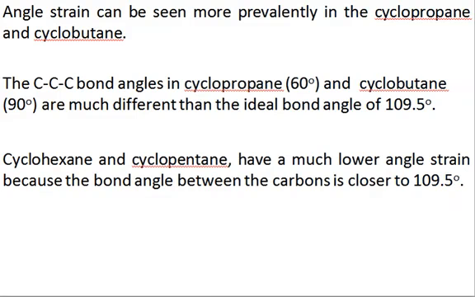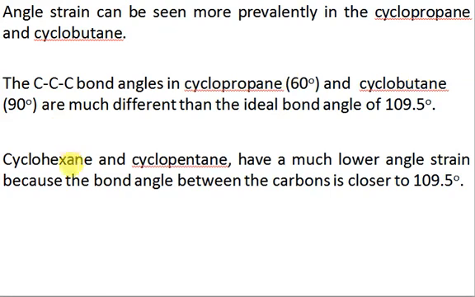Angle strain is mostly observed in cyclopropane and cyclobutane. In cyclopropane, the bond angle is 60 degrees, and you can calculate the angle strain, which is 49.5. In cyclobutane, the bond angle is 90 degrees. So there is a huge difference between the bond angle of cyclopropane and the ideal angle, and similarly between cyclobutane and the ideal angle. It is this deviation of the observed angles from the ideal angle that is causing these two cycloalkanes to become unstable.